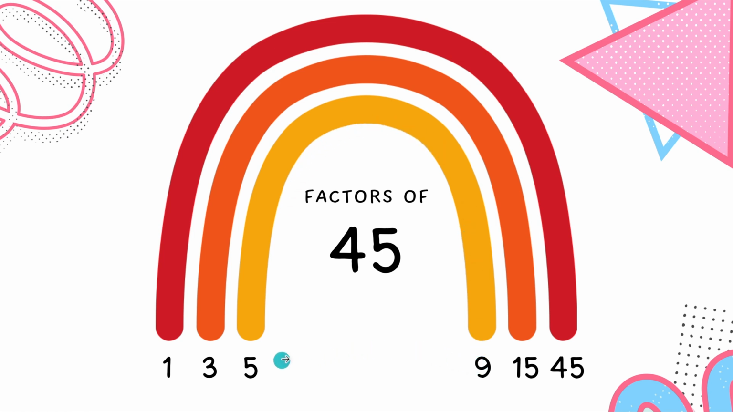Now the numbers in between 5 and 9 are 6, 7, and 8. 6, 7, and 8 are not factors of 45 because there's nothing else I can multiply those numbers by to get a product of 45. So my only factors of 45 are 1, 3, 5, 9, 15, and 45 itself.